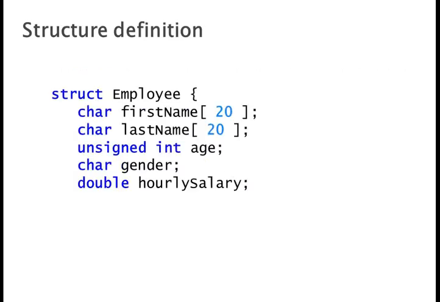After that, structure definition. You can see over here, struct employee with braces, and this is the complete definition of this structure. When you declare, for example, an array, what you actually define is the array type, array name and array size. Basically the same goes for a structure.